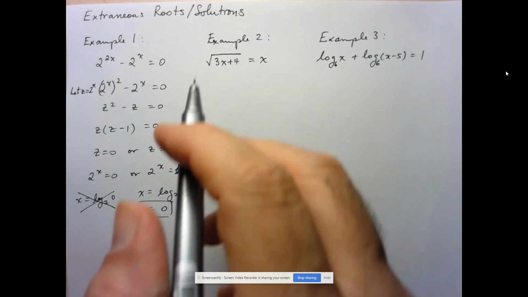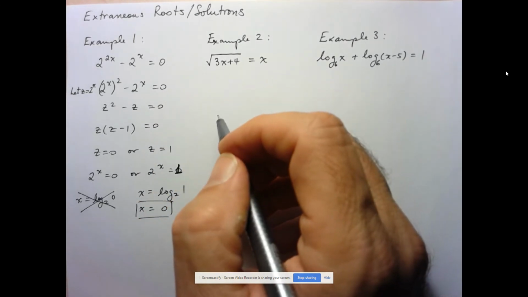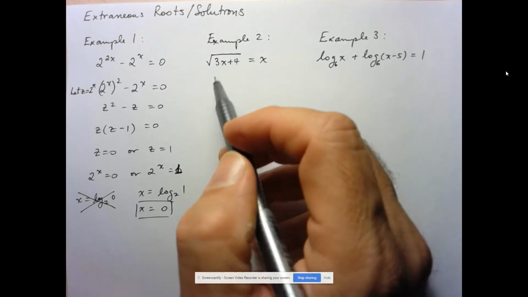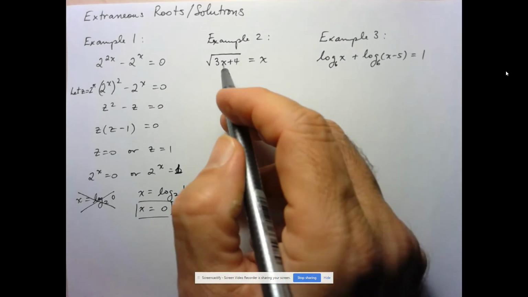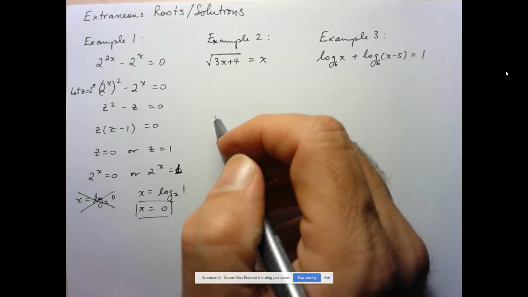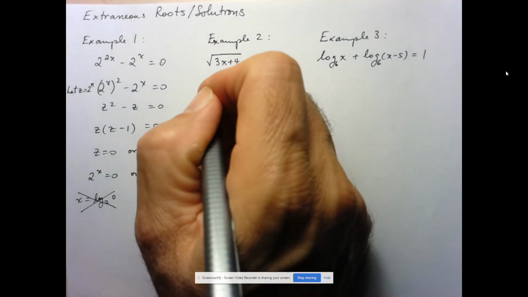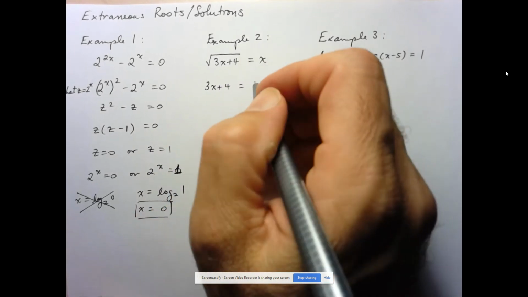Okay, so let's take a look at something that you might have solved in earlier courses. Okay, so you've got this square root here. No way of solving it with this square root still around, so the easiest thing to do is to just square both sides of this equation. Okay, so square both sides. I square the square root of 3x plus 4. I just end up with 3x plus 4. And then on the other side, I'm going to end up with x squared.